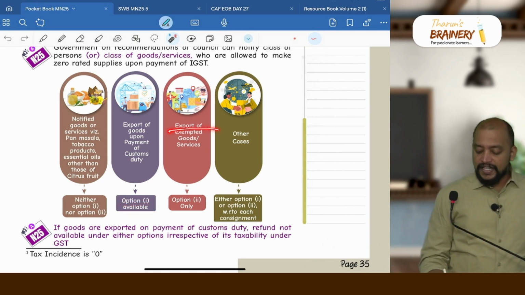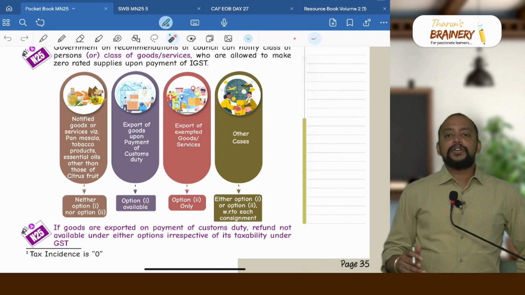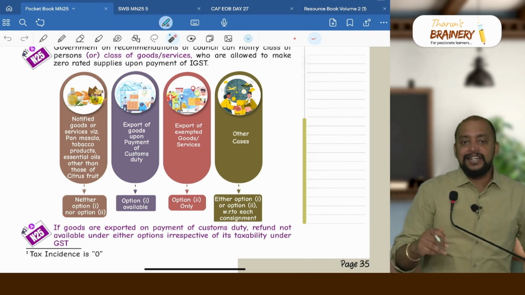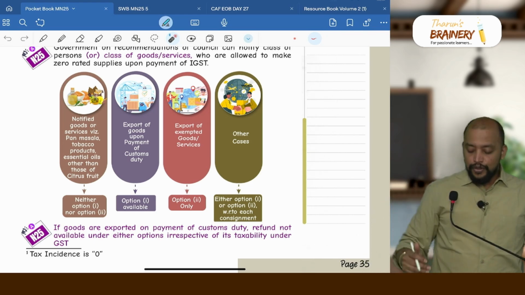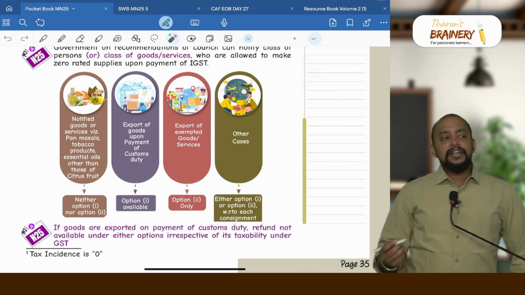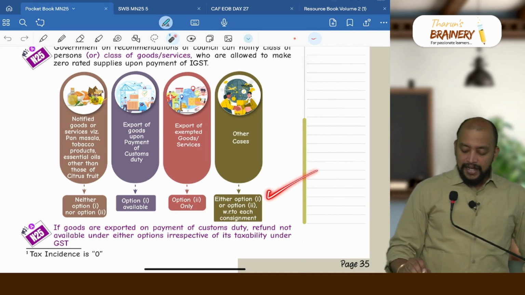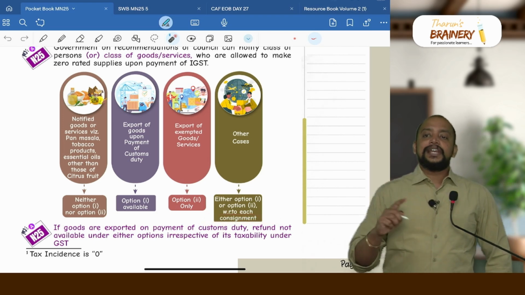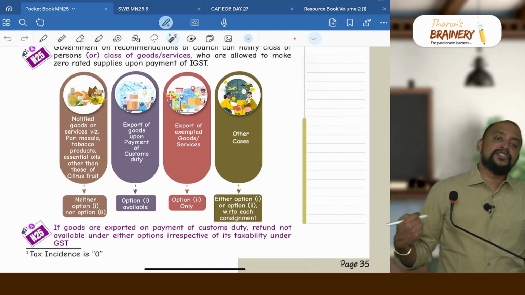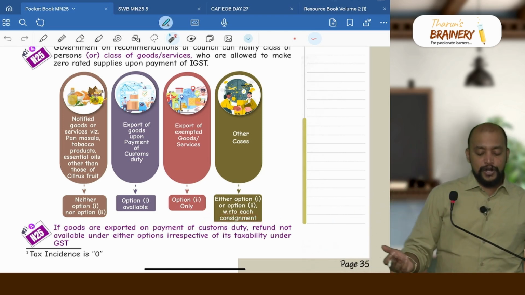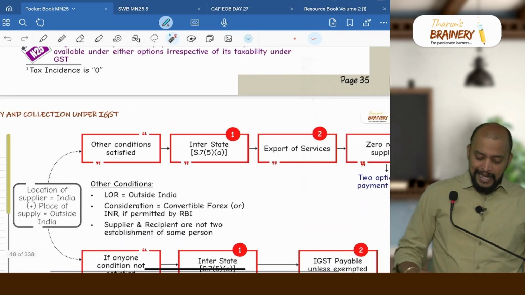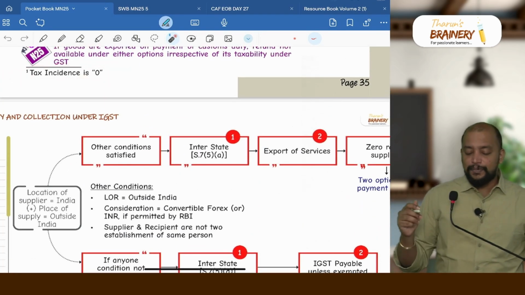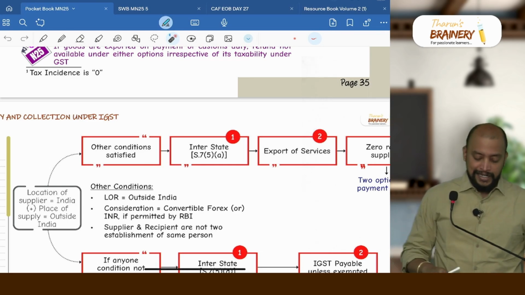Whereas export of exempted goods or services, as it is exempted, you cannot pay IGST. So option 1 is not possible. So only option 2 is possible. In all other cases, we can claim either option 1 or option 2 with respect to each consignment. So they can decide with respect to each consignment which option they need to go for, either option 1 or option 2. Then zero rated supply means you need to understand that the tax incidence will become zero. That is the meaning of zero rated supplies.